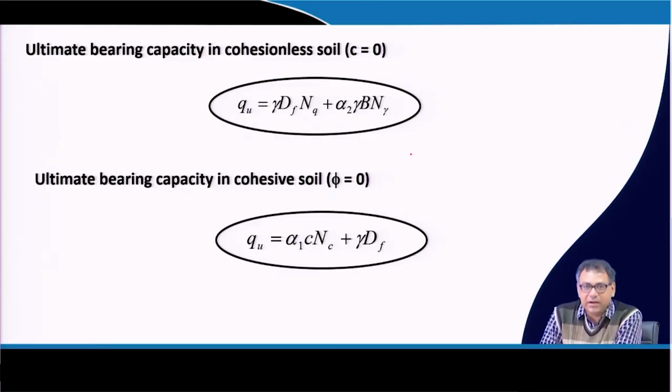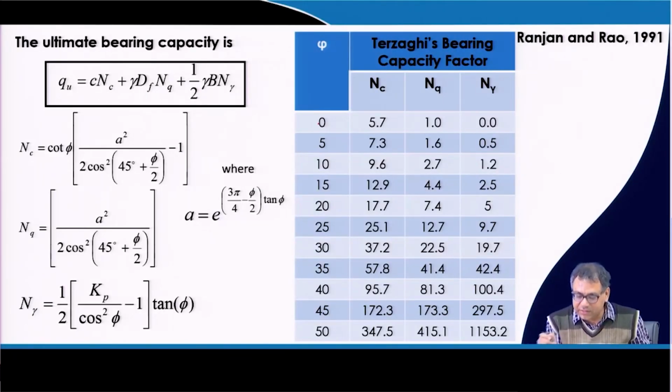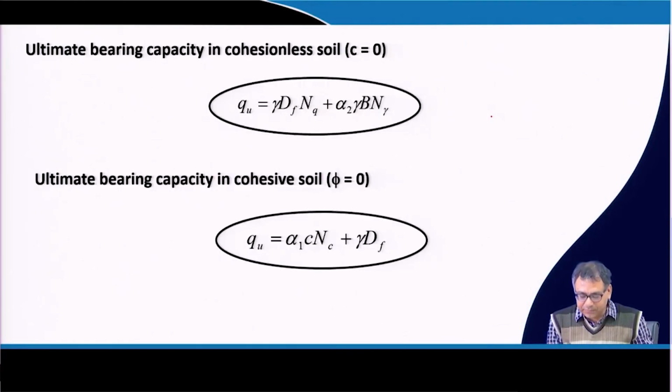But if phi is equal to 0, then as per Terzaghi's bearing capacity factors, Nq is equal to 1 and N gamma equal to 0. So the third term will be 0. In the second term also we will get alpha 1 C Nc and gamma Df. So the ultimate bearing capacity is a function of depth, but not the width. That means width has a very negligible effect on the ultimate bearing capacity if the soil is a cohesive soil.